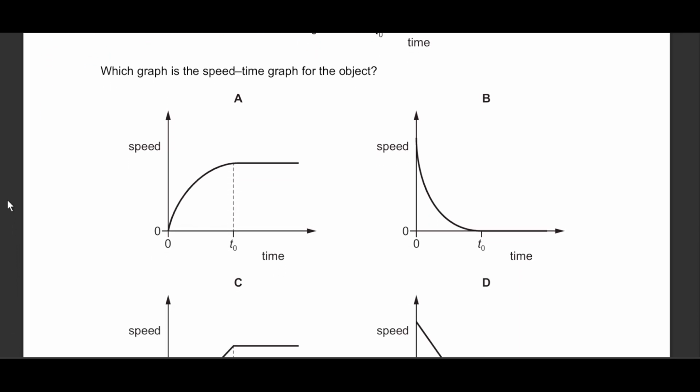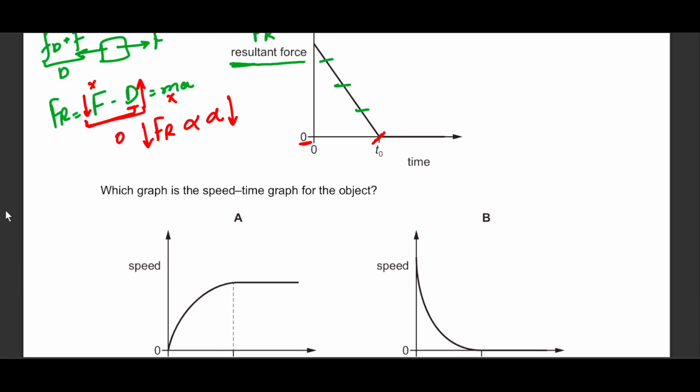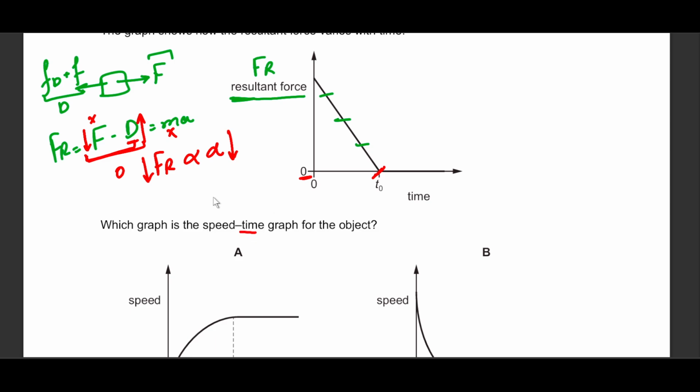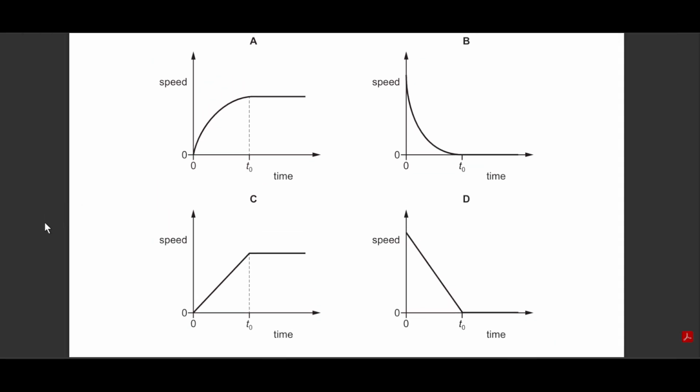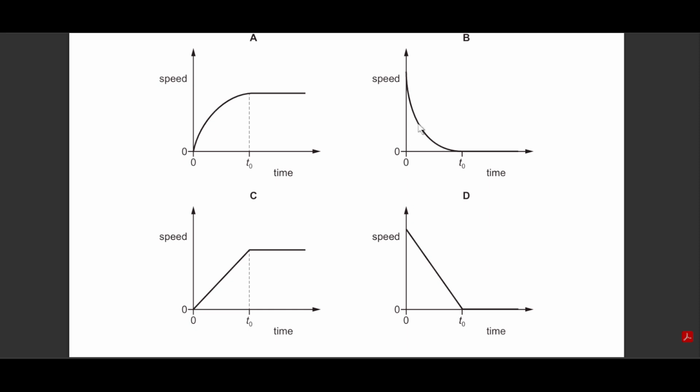Now he wants us to choose a speed-time graph that is appropriate for the object. For a speed-time graph, we understand that the gradient of this graph is actually equal to acceleration. This is a visual indication. So I want something where the resultant force decreases with the passage of time, so the acceleration also decreases with the passage of time. That's the indicator. So let's eliminate options that should not be possible.